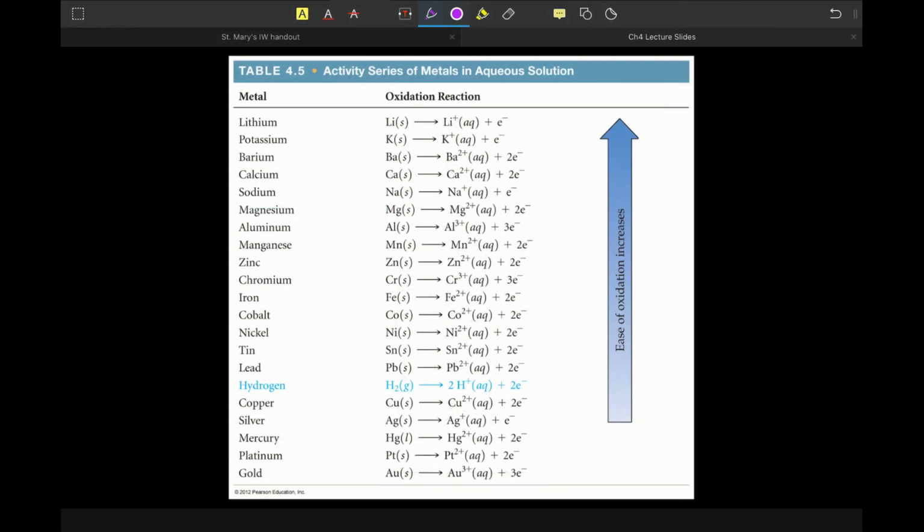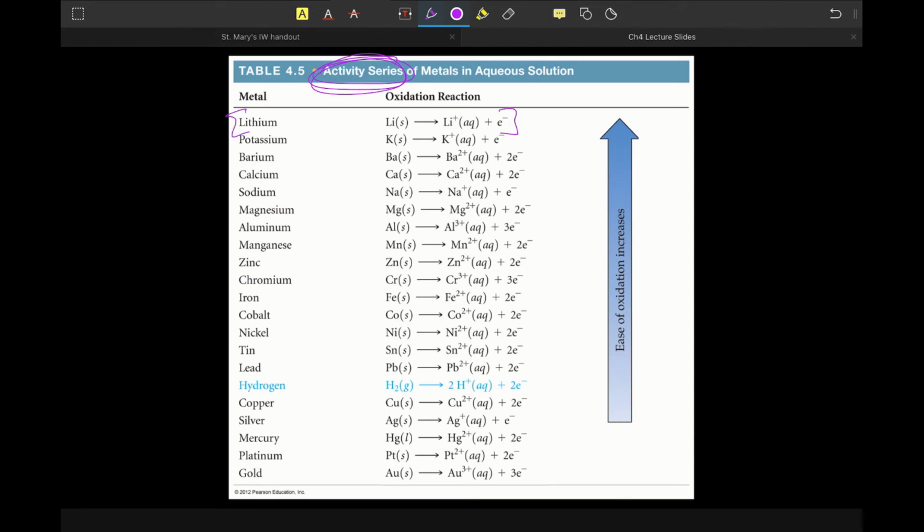All right, activity series again. Everything here in this section 4.4 about redox is an introduction. Later on, we're going to put some numerical values on this activity series, and we're going to change what we call it. But here, this just tells us what things are easier to oxidize.